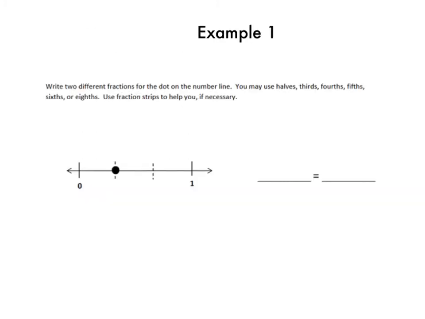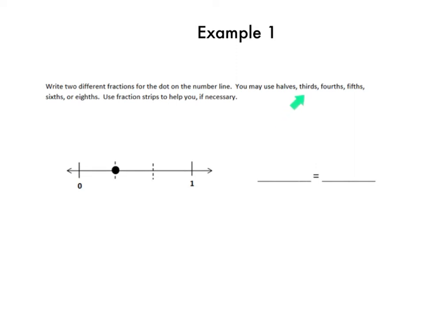Example 1. Write 2 different fractions for the dot on the number line. You may use halves, thirds, fourths, fifths, sixths, or eighths. We will use a fraction strip if necessary. We can see here that the number line goes from 0 to 1, which represents the whole.